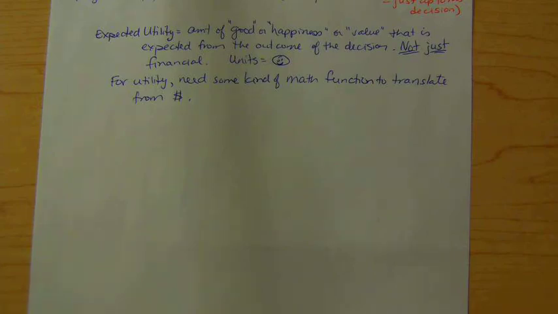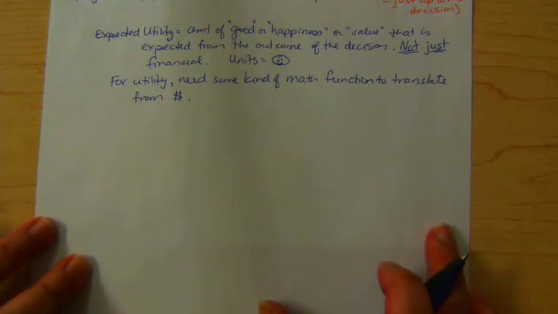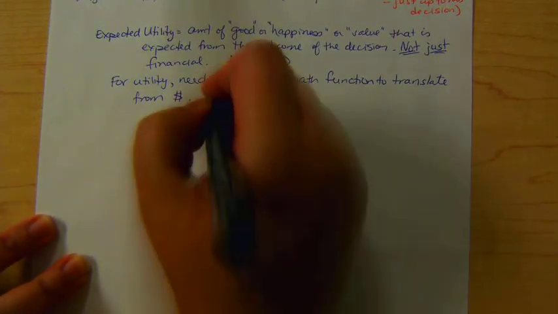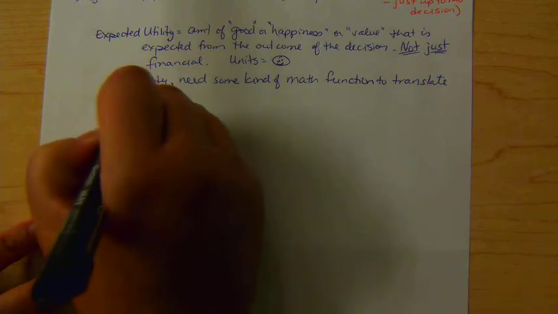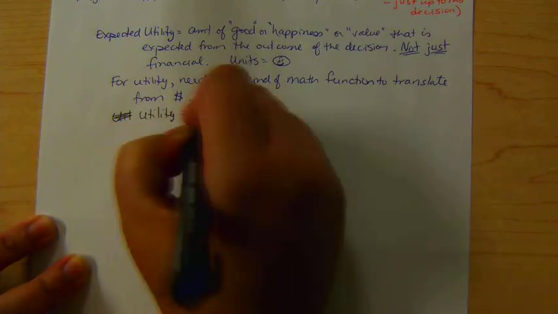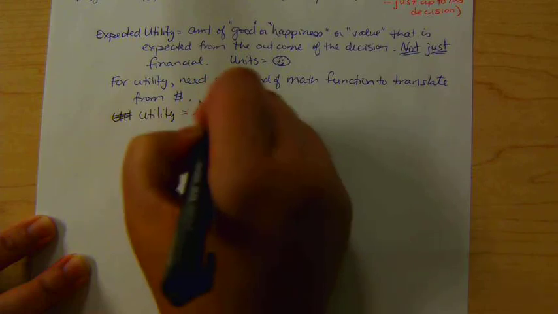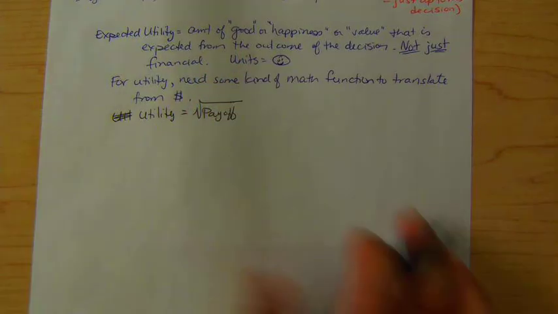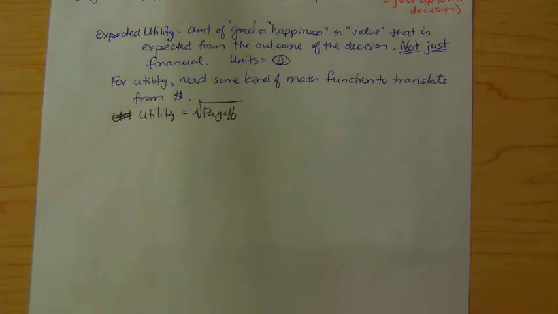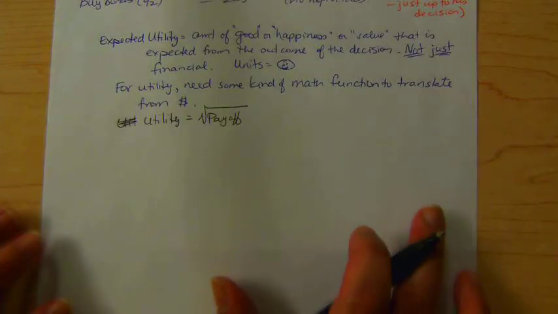So what we're going to do is we're going to say the utility equals the square root of the payoff. Now, you guys, in questions, it'll always tell you that. You don't have to figure out that function. That's way beyond what we need at this level. Okay.